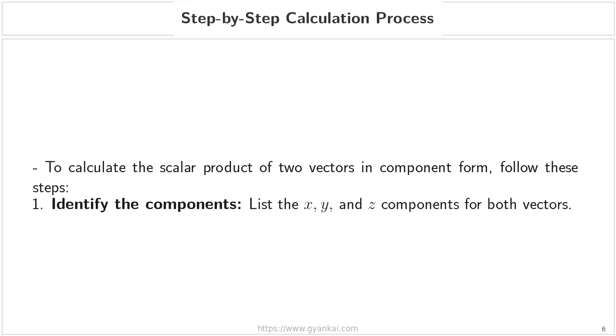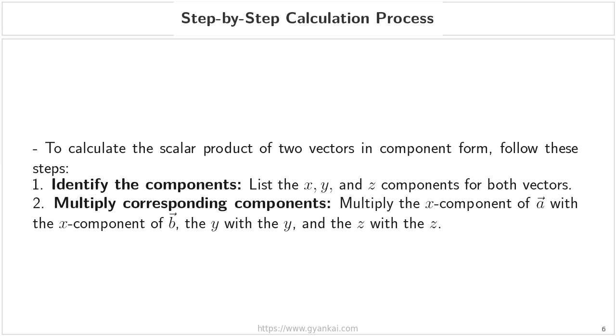Before you start any calculations, clearly list out the x, y, and z components for both of your vectors. It helps to write them down side by side so you don't lose track of which number belongs to which axis. Second, multiply the corresponding components. This means you take the x component of vector A and multiply it by the x component of vector B, then do the same for the y components, and finally, the z components. You are essentially pairing them up by their respective axes.